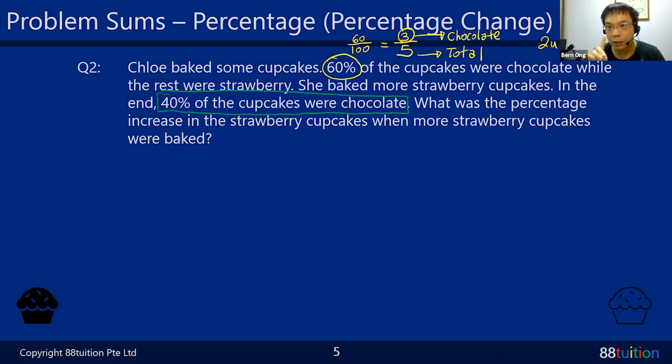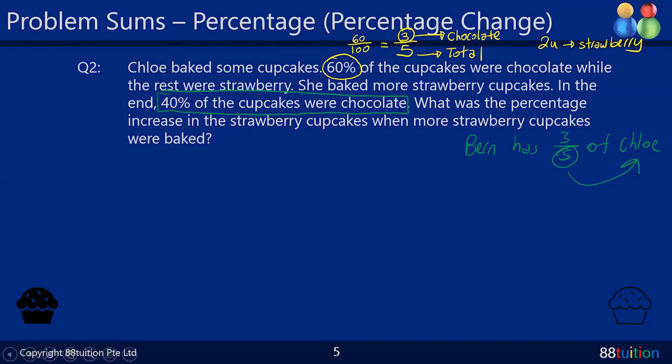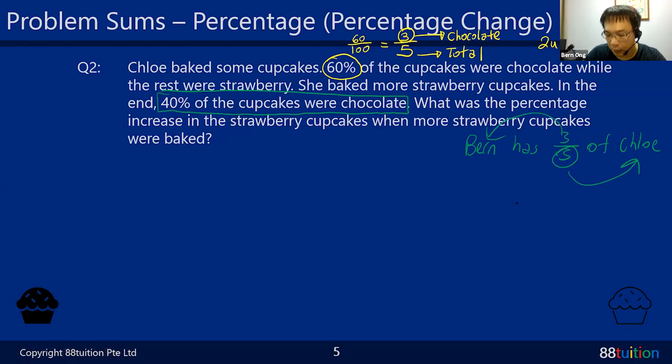All right. Another one. Let's say Bern has 3/5 of Chloe. Can you see this? So now the bottom, is it the total? No. The bottom is you, and the 3 is me, and our total is 8. Can you see or not? So you have to read the question properly. Are we talking about the cupcakes or are we comparing 2 persons? So it's not always the total one. You have to read the question.